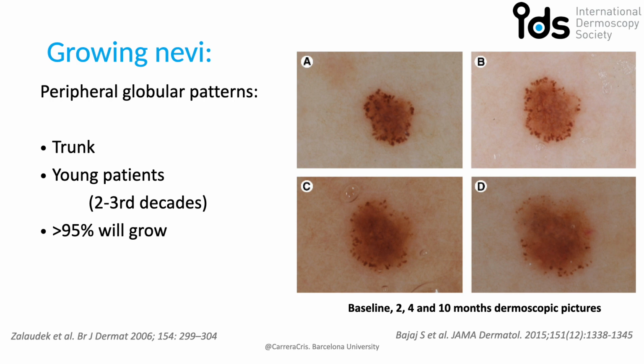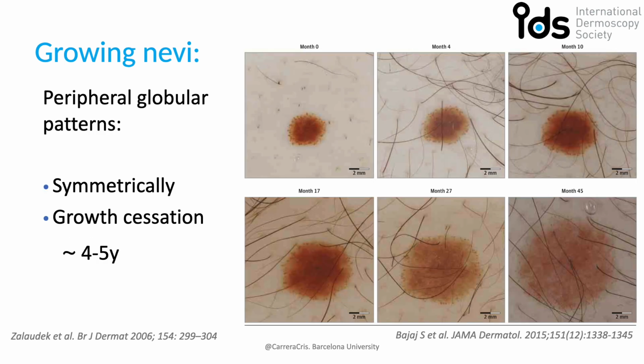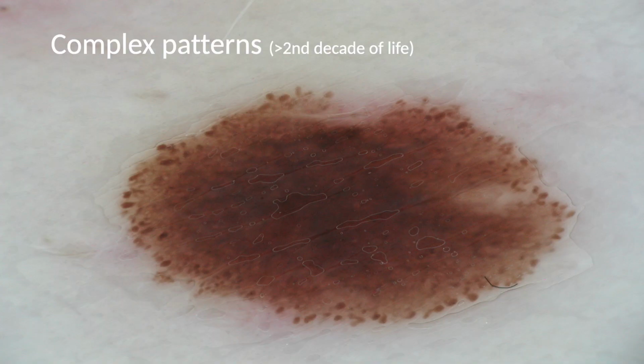These peripheral rim or globular patterns are most frequently found on the trunk, in young patients during second and third decades, and we know that almost all of them will grow in a symmetric manner, and we know that they will stop growing after about 4 to 5 years. So the complex patterns, these typical growing and complex patterns, are expected to be found after the second decade of life.